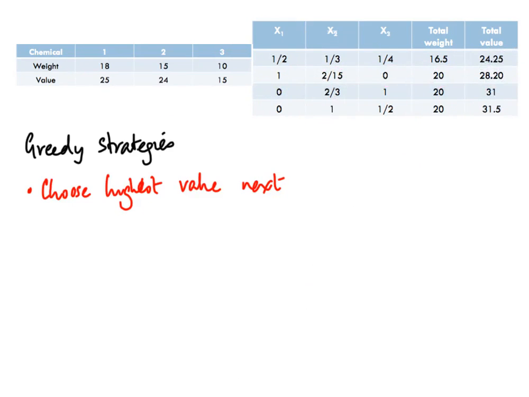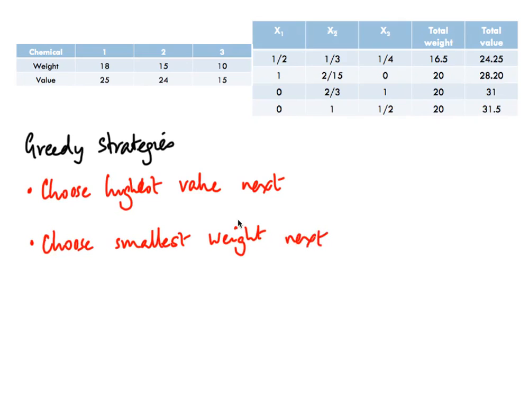So we can look instead at weight. What you want to do is keep as much capacity as possible. So we fill up the bag in order of weight, but in ascending order. We choose the smallest weight next. We want to put as many things as we can into the bag, as many bags of chemicals as we can into our knapsack.